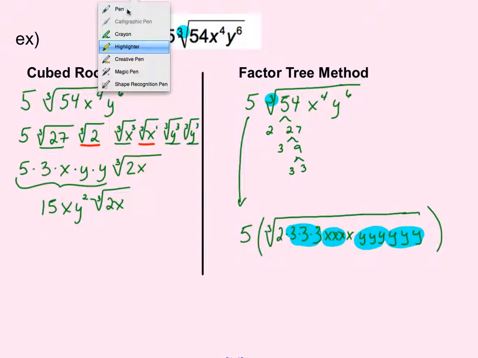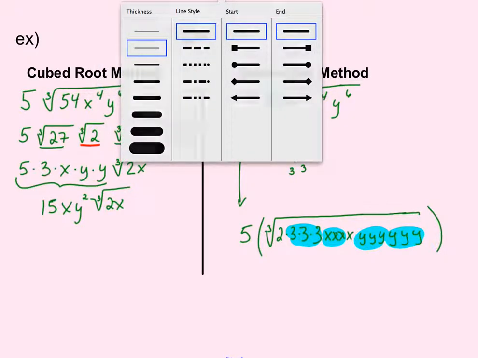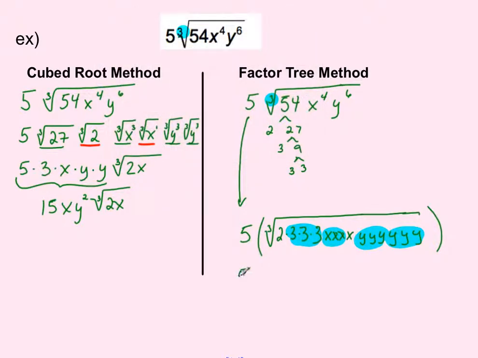So let's now simplify that out. The 5 from here comes down. Groups of 3 come out. So 3 3's, 3 x's, 3 y's, 3 y's. Remaining inside 2 and x. Multiply these together, 15xy squared, third root of 2x.